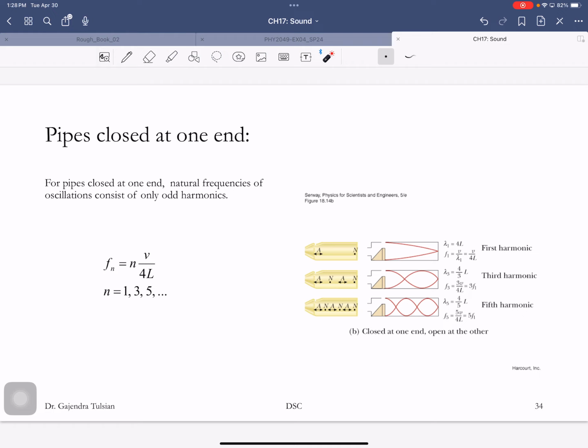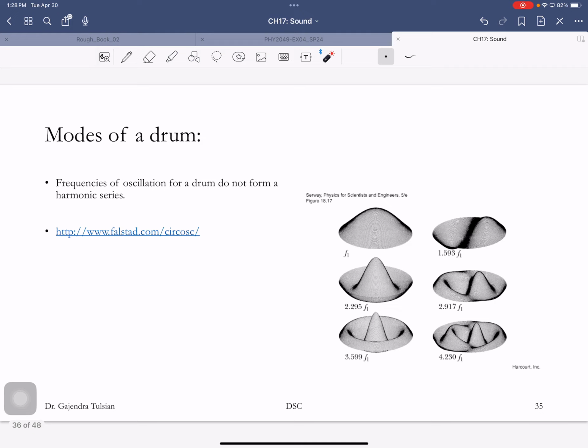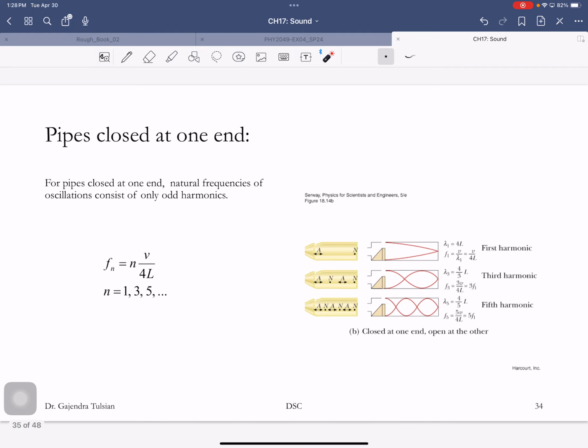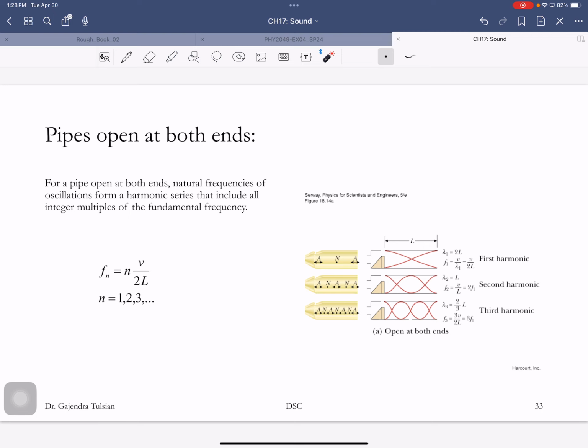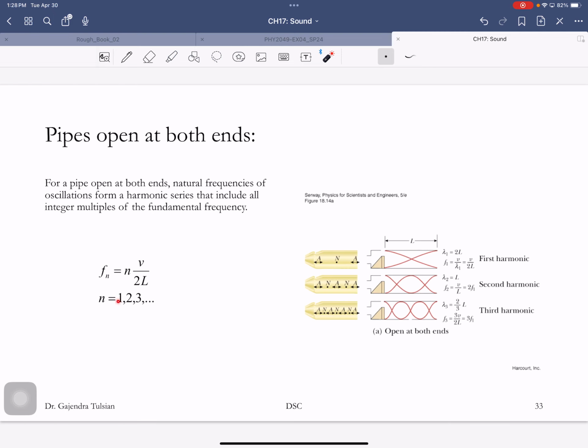If you have an air column with one end closed, that's a node, that's an antinode, and only the odd harmonics can be excited. So, for air columns and strings, what you have is you excite harmonics. The higher frequencies are integer multiples of the lowest frequency.